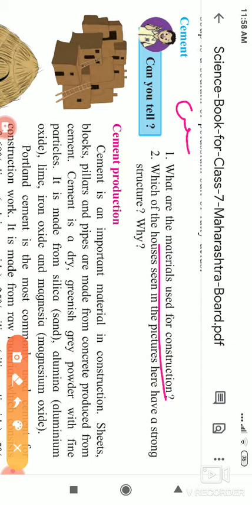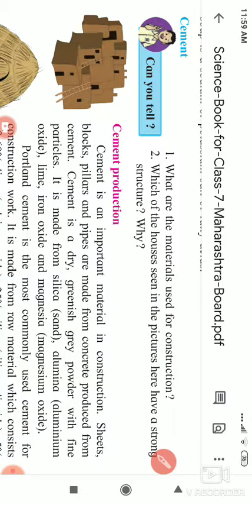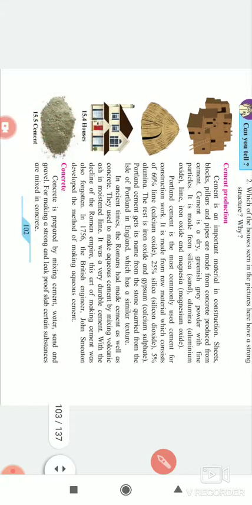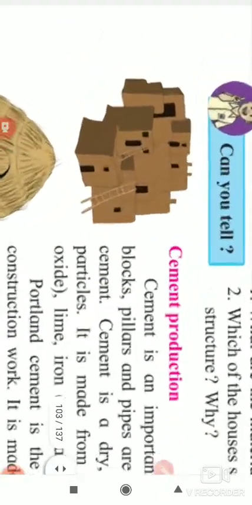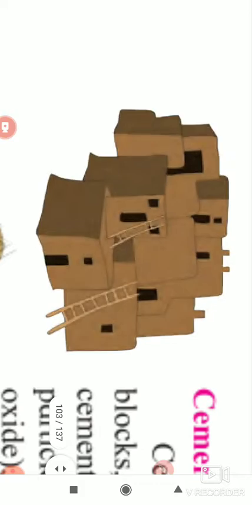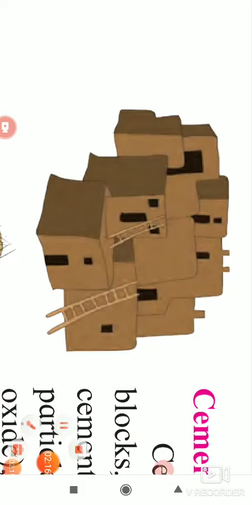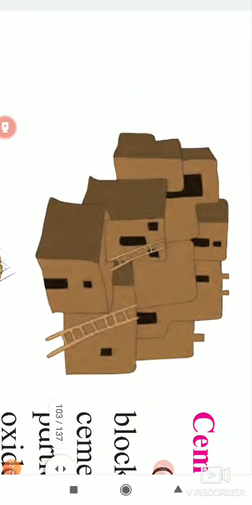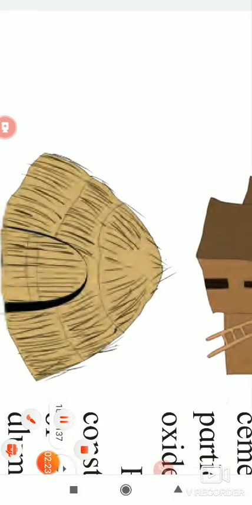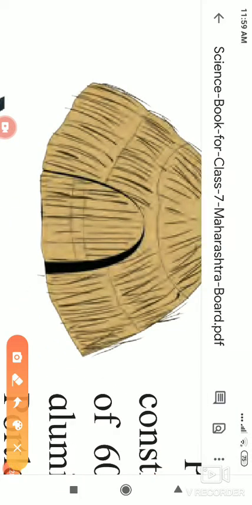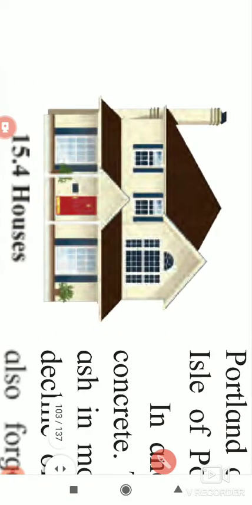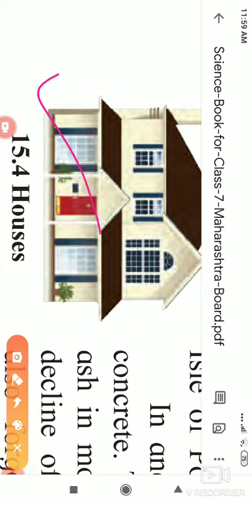Which of the houses seen in the picture have a strong structure and why? If you see here, you will notice which house is strong. This is the house made of soil and stone or bricks. These are strong, but not so strong. After that, this house is made of straw, and this house is also not so strong. And here in the last picture, you will notice that it is the strong house.